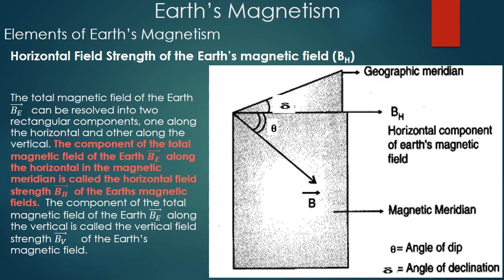Next is horizontal field strength. The total magnetic field of the earth can be resolved into two rectangular components, one along the horizontal and the other one along the vertical. The component of the total magnetic field of the earth along the horizontal is called horizontal field strength, and the component along the vertical is called vertical field strength.